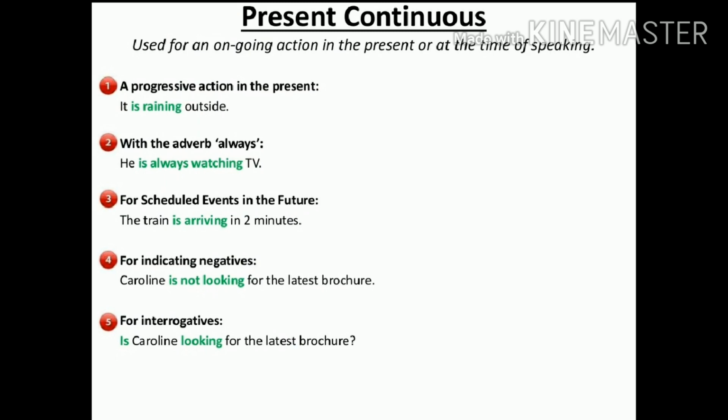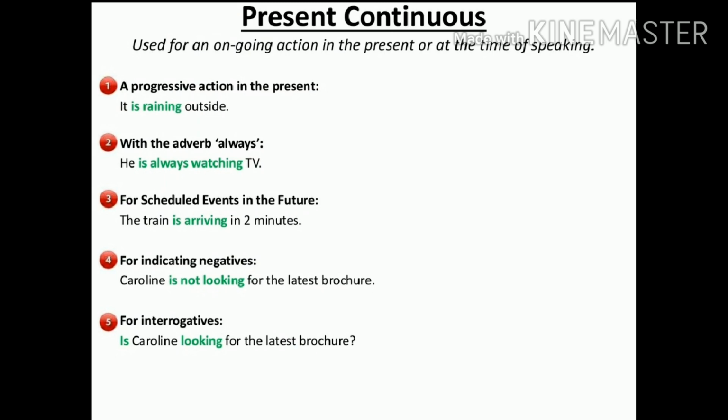Now, two things to observe over here, students, and remember. First thing is that points number 4 and 5, which are indicating negatives and interrogatives. For writing negative and interrogative, don't consider that only present continuous can be used. As we move further on the topic in our upcoming videos, you will see that these 2 points are included in other types of tenses as well. So first thing to remember, interrogative and negative are not limited only to one type of tense usage.